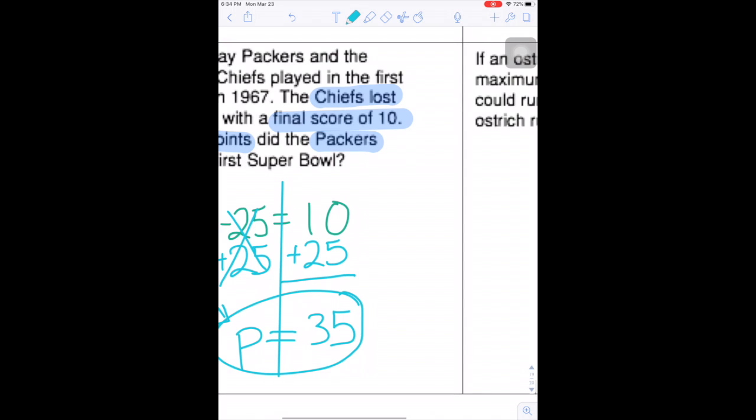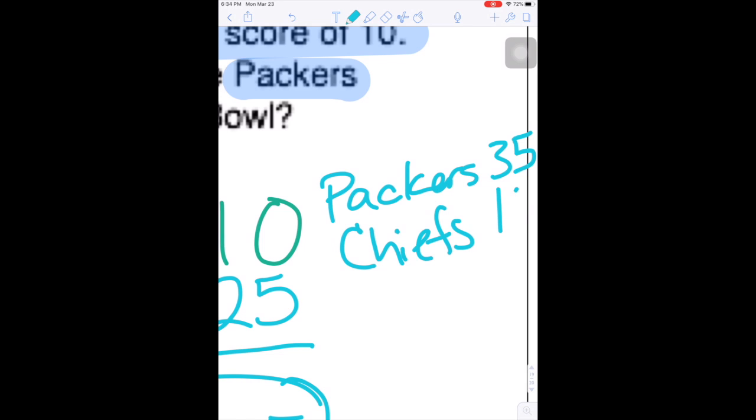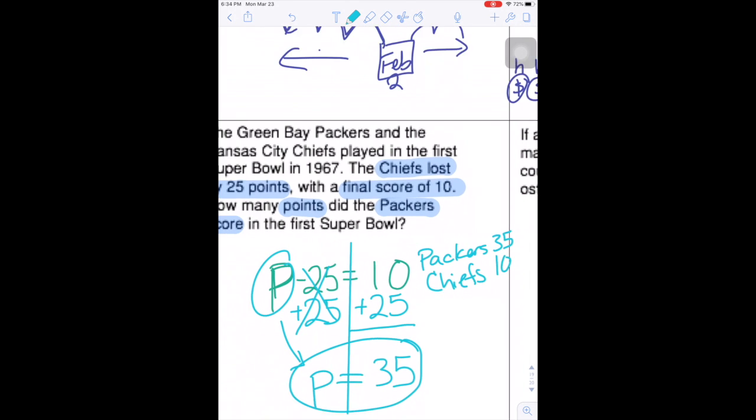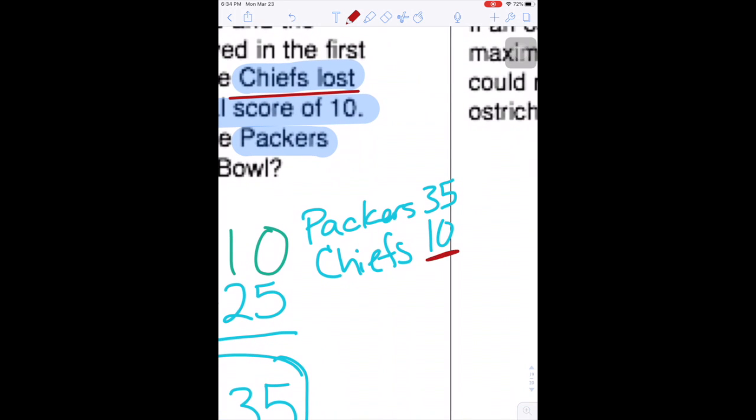So let's check that and make sure that makes sense. If the Packers had 35 and the Chiefs had 10, does that make sense? Because they said here that the Chiefs lost. So that would be true. If they only had 10 and they had 35, that's true that they lost. So that makes sense. We can move on.